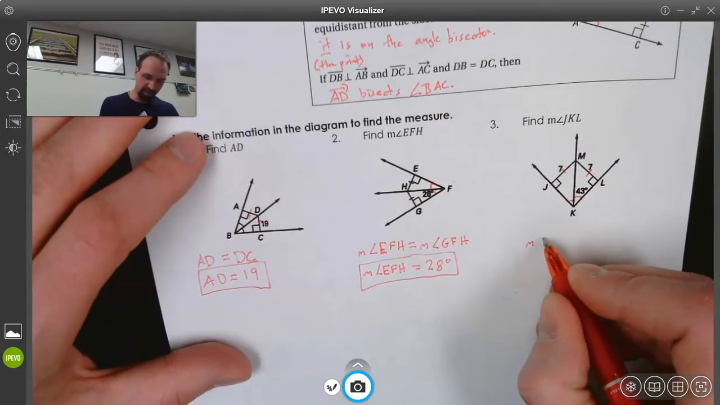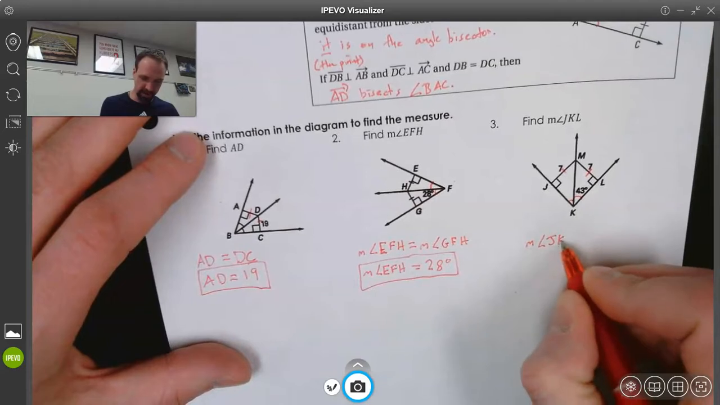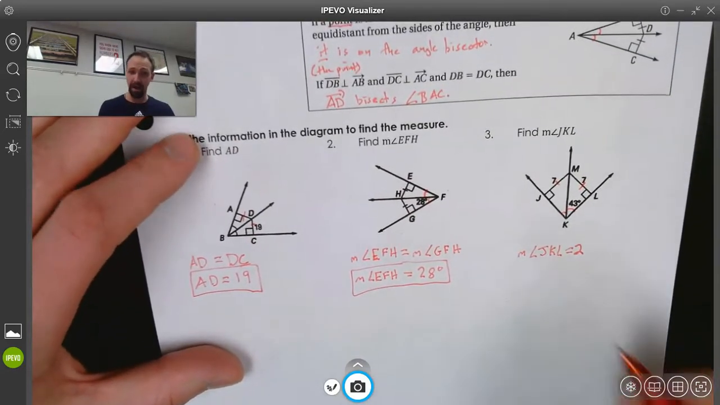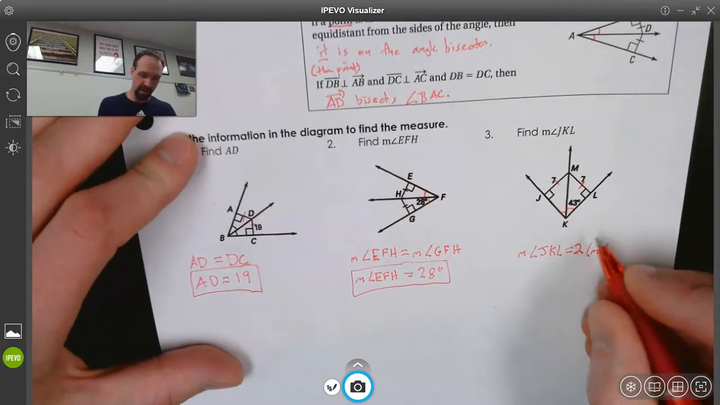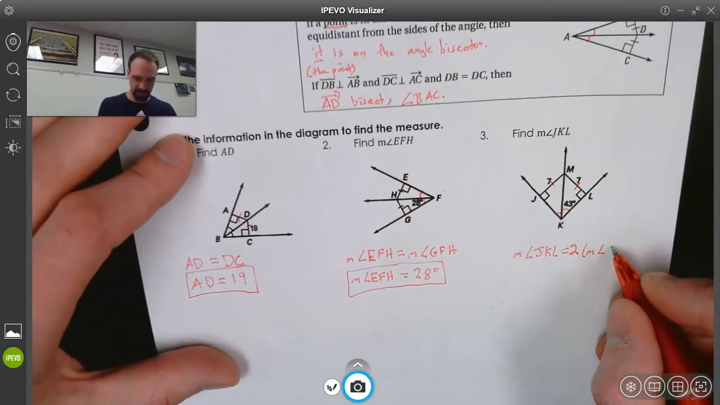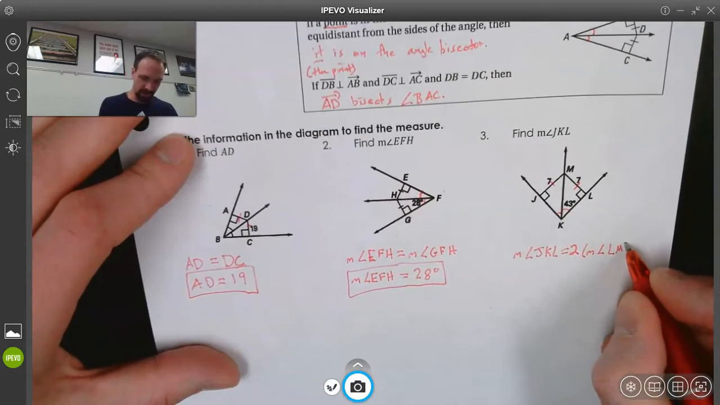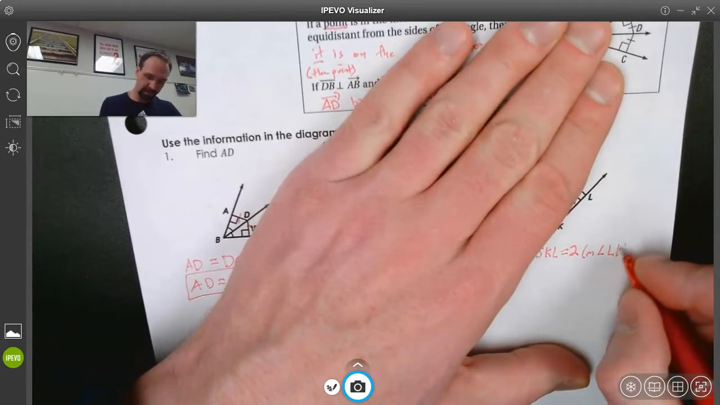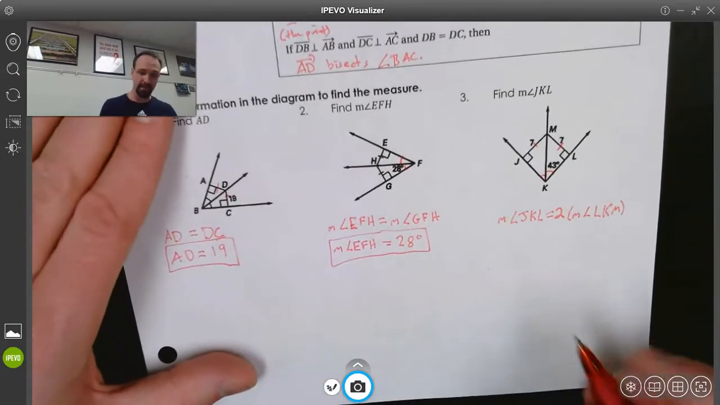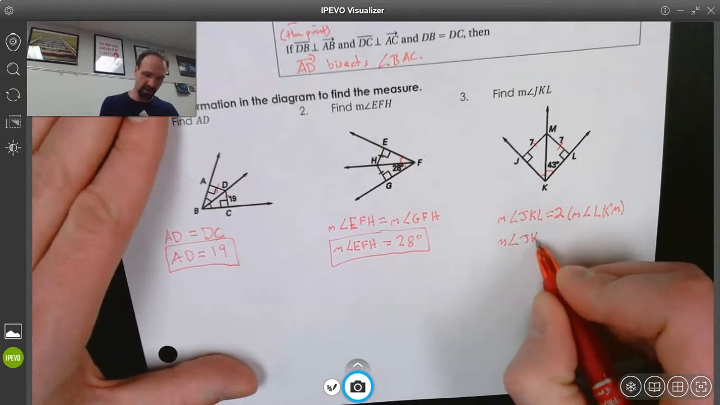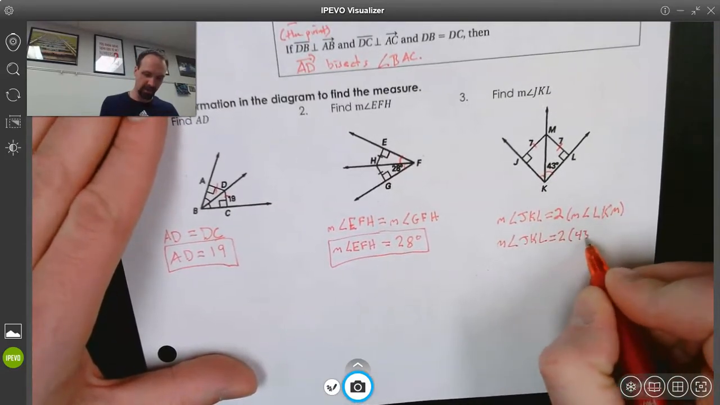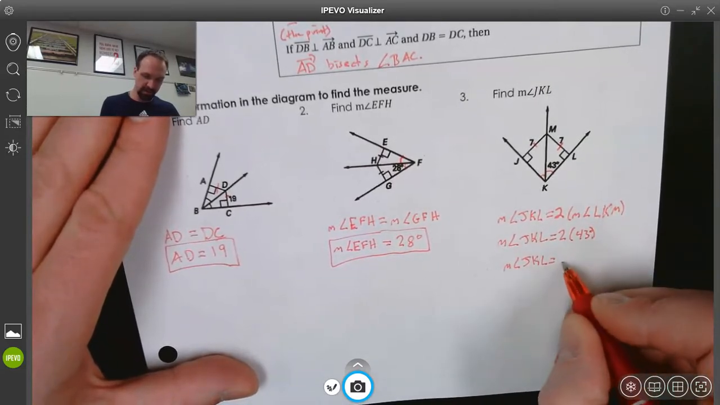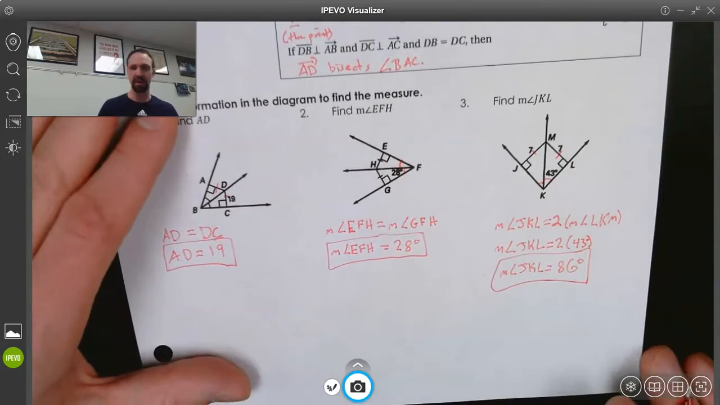So I know that the measure of angle JKL, I'm going to go about this a different way. I'm going to say that this is equal to 2 times the measurement of angle LKM. So then the measure of angle JKL is equal to 2 times 43 degrees. And I know that 2 times 43 degrees is 86 degrees. So the measurement of angle JKL is 86 degrees.